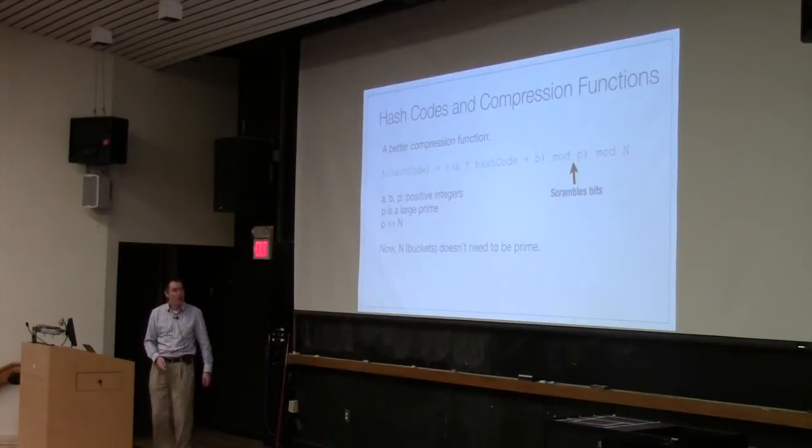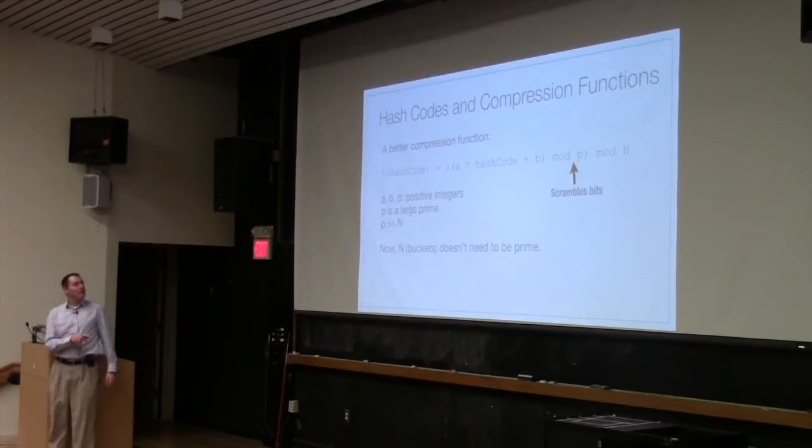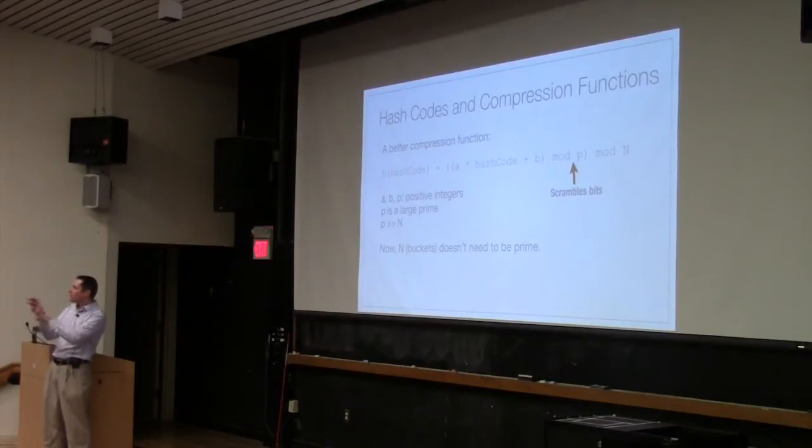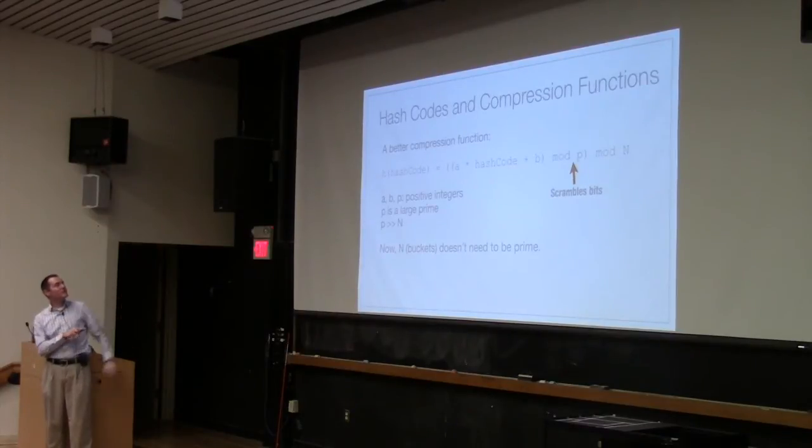Other ways to do it are to say, fine, do a modulus on some prime number, and then do another modulus on the number of buckets, right? So scramble everything and then apply the actual bucket modulus. Okay, so this would be a good hash function.